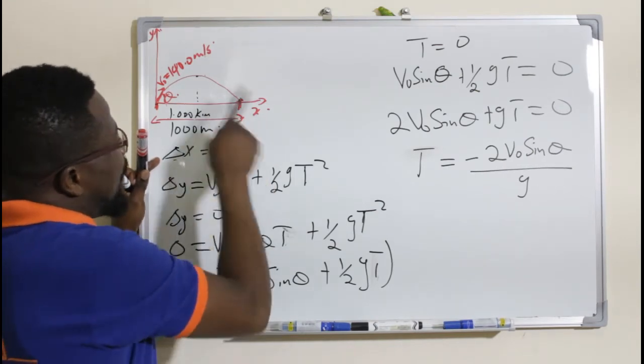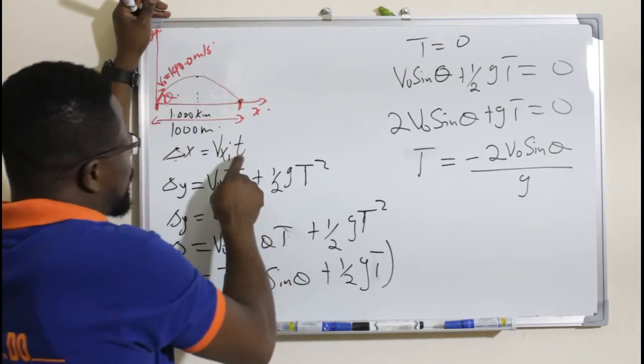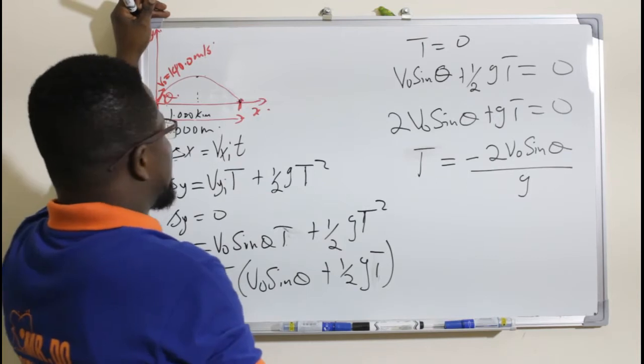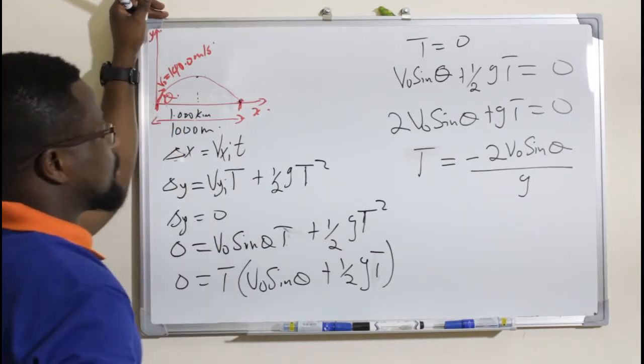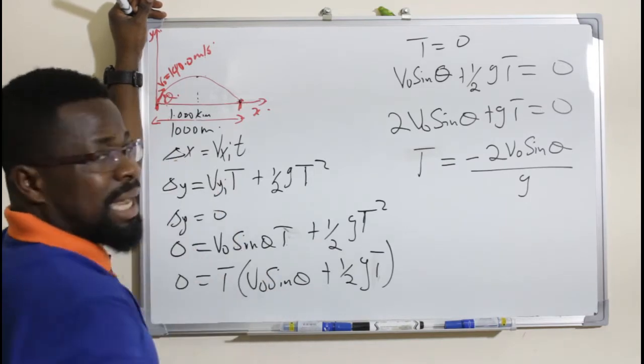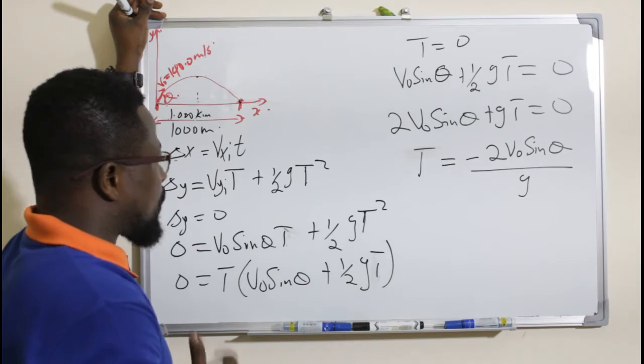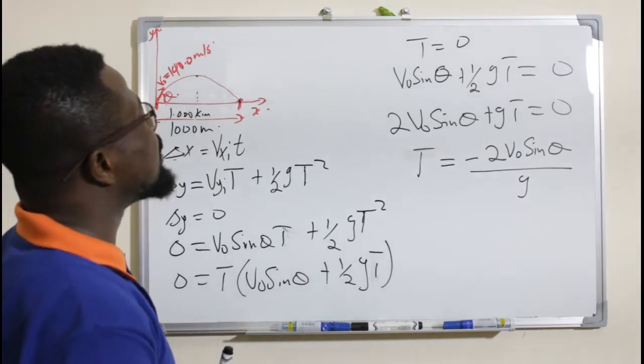So I can straight away go ahead and substitute that value into the t, and solve for the angle from there. Because I am given the change in x, which is the range. The range is given. Right. So we're going to do that.